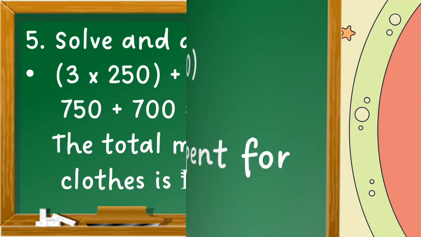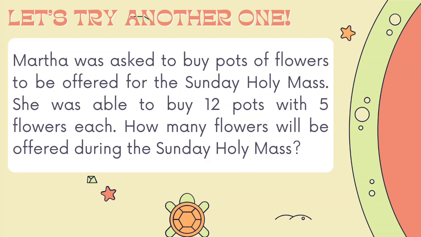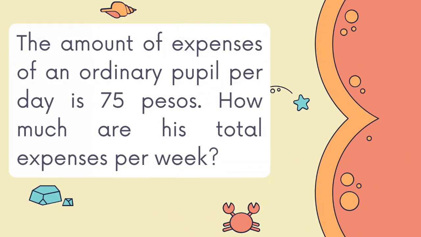Now it's your turn. Try to solve the following word problems using the steps in solving. The first word problem is Martha was asked to buy pots of flowers to be offered for the Sunday Holy Mass. She was able to buy 12 pots with 5 flowers each. How many flowers will be offered during the Sunday Holy Mass? Problem number 2 is the amount of expenses of an ordinary pupil per day is 75 pesos. How much are his total expenses per week?